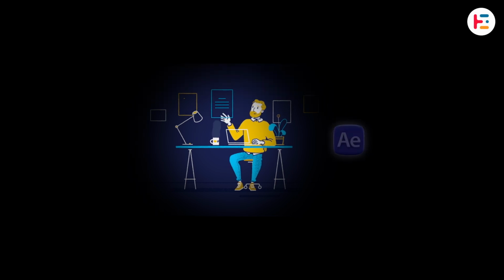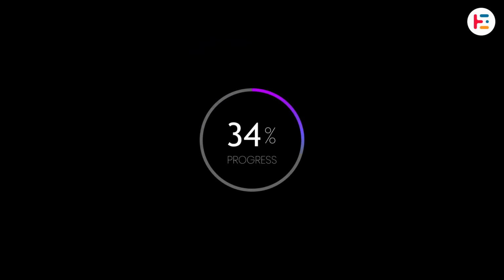Most people think you need After Effects to create animations like this. But what if I told you Premiere Pro can do it too? Let me show you how to build this animated circular progress bar from scratch.